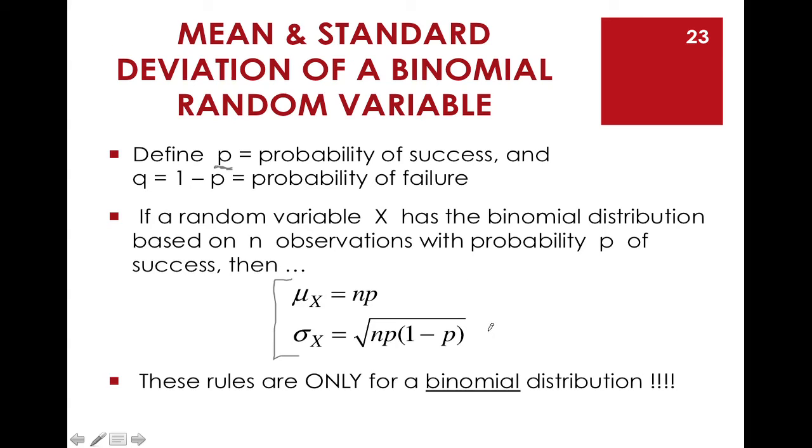Another way to rewrite this last one, a lot of people like to think of it as N times P, so the number of trials times the probability of success times the probability of failure. A lot of people call Q the probability of failure. You'll often see textbooks do that. But the big thing to remember is this last one. These are only for the binomial distribution. If it's a normal distribution, you cannot use these.